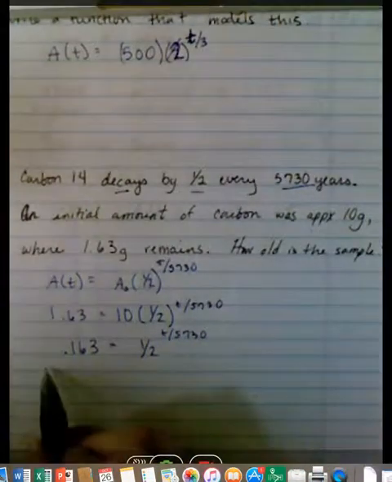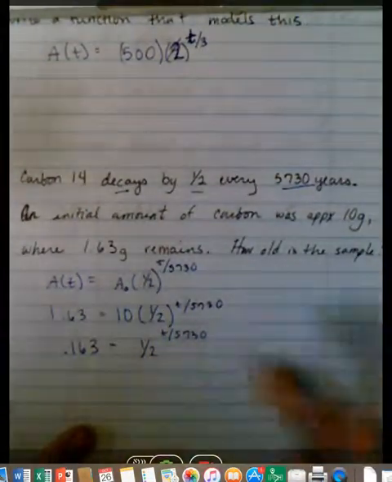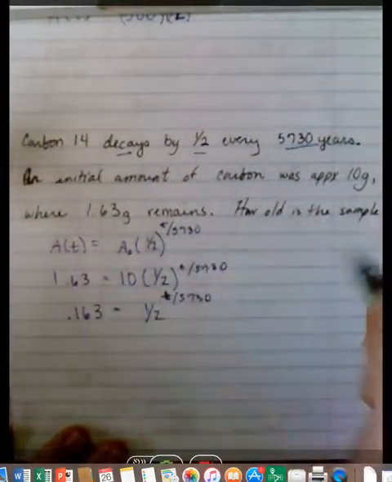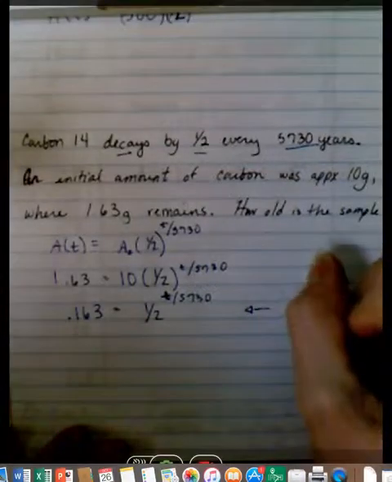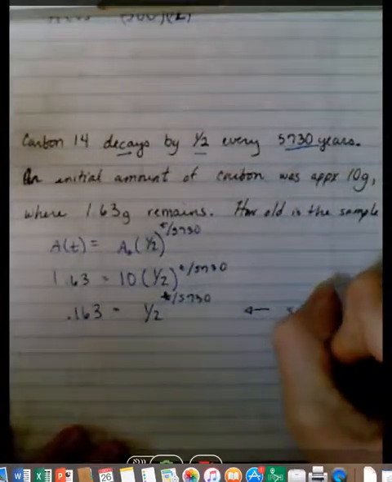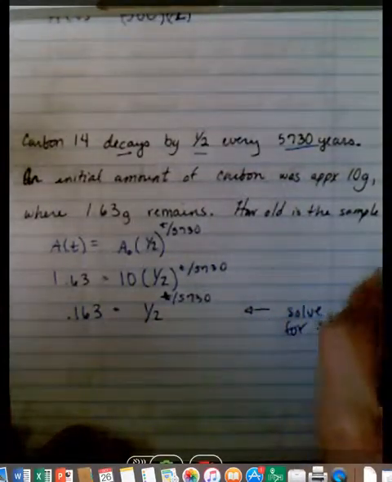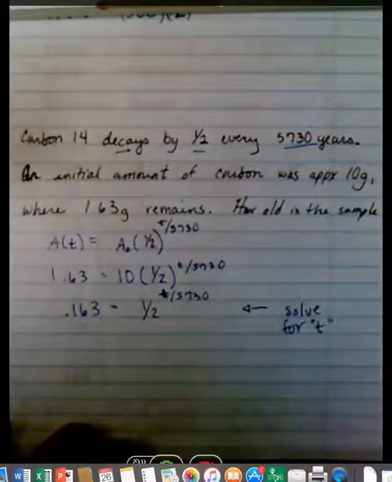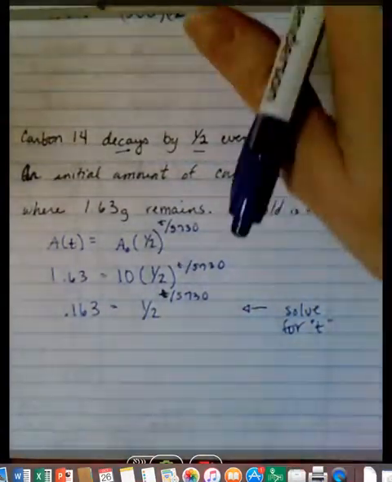Half to the T over 5730, and then since my calculator is dead, I'm going to allow you to finish this one on your own, but when you solve for T, you're going to have to access this term here, which means we're going to have to be doing a logarithmic power.